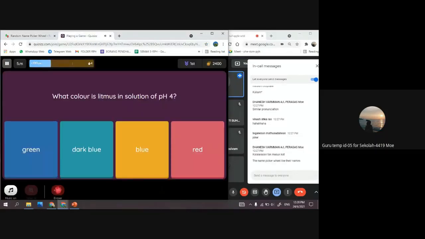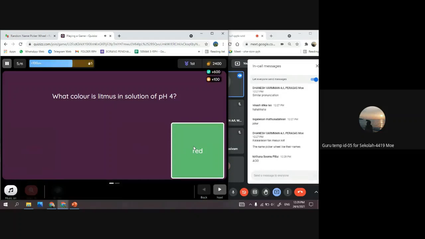Question ni pun from previous. The name picker picks their names here. So what color is litmus in solution of pH 4? Red. Okay. Untuk yang tak tahu kenapa red, sebab kalau kamu guna blue litmus paper, kamu celup dalam solution yang pH 4, the blue litmus paper will turn to red. Dan kalau kamu test guna red litmus paper pun, red litmus paper will stay red. So that's why the answer is red. Okay, good. Rafael.